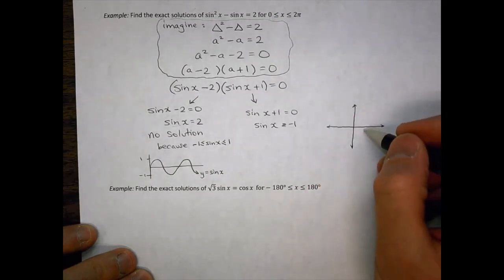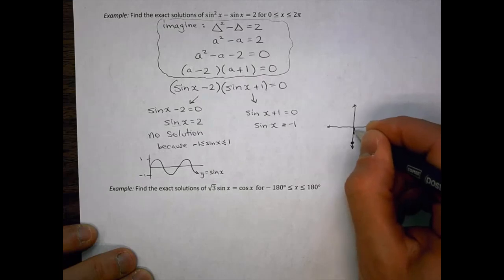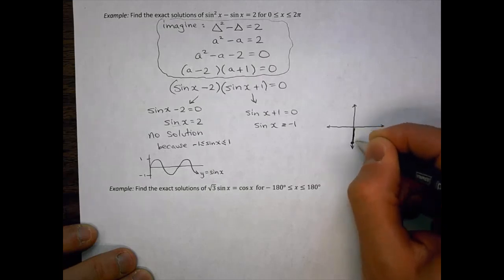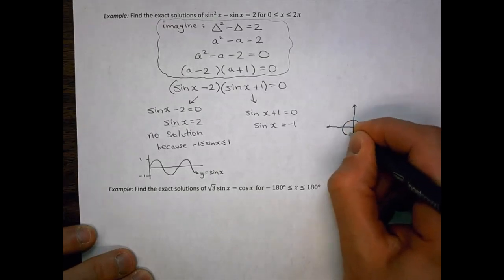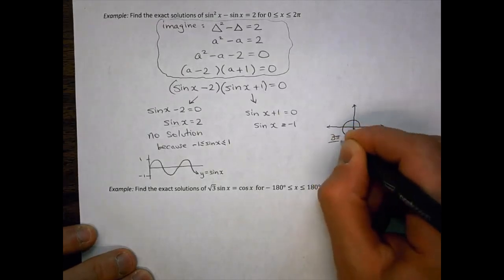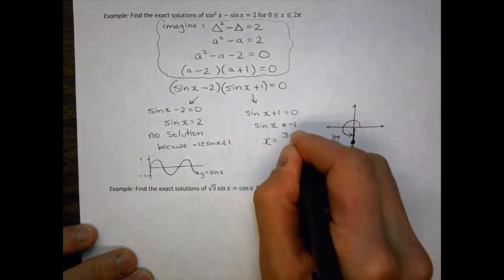Remember, sine has to do with your y value. So we want to know where the y value is negative 1. We want to know where the terminal arm is negative 1. And that happens to be all the way around like this, 3/4 of the way around the circle, 3 pi by 2. So x is equal to 3 pi by 2.